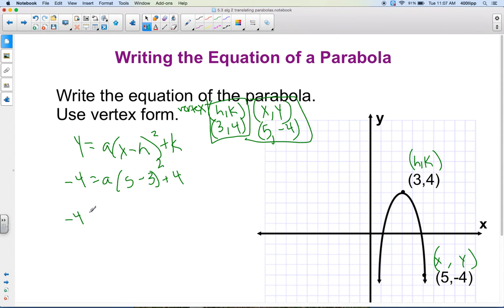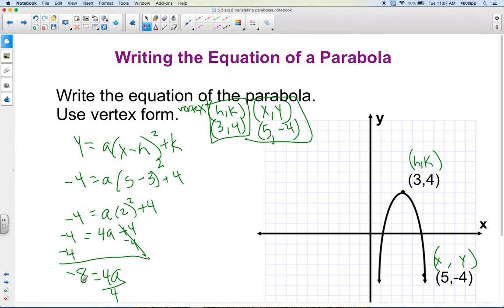Evaluating this, I get negative 4a, 5 minus 3 is a 2 squared, plus 4. 2 squared is 4a. Bringing everything else down here and solving for a. So I'm going to subtract 4 from both sides here. That will cancel out. This will be negative 8 is equal to 4a. Dividing both sides by 4, I get the value of a is equal to negative 2.